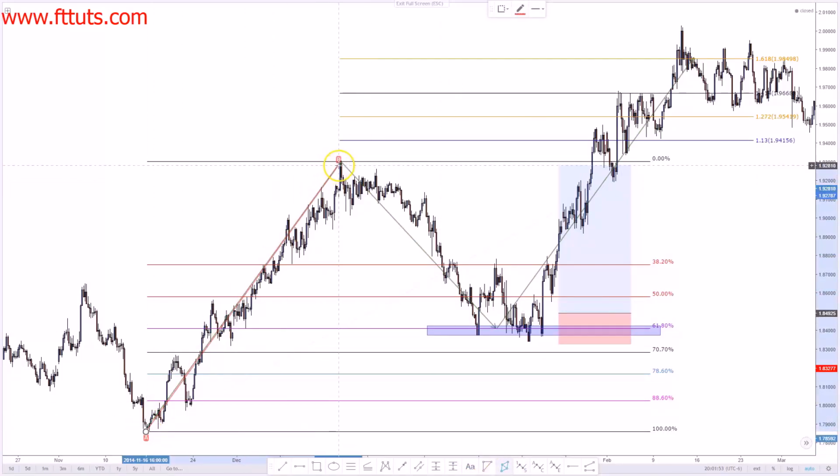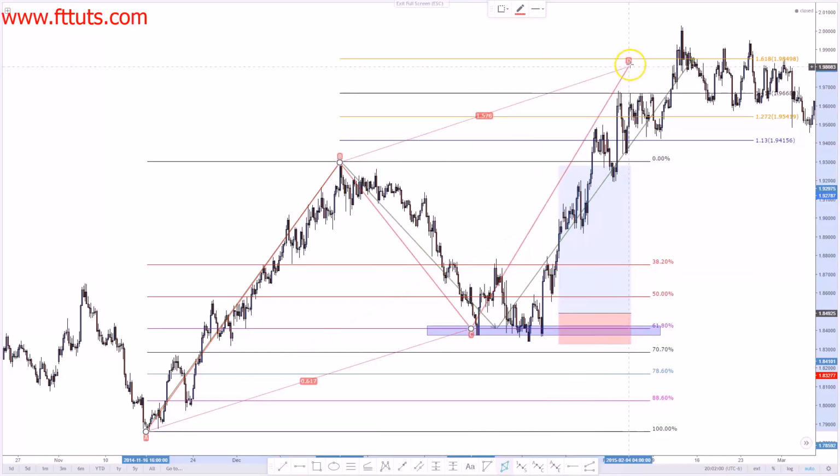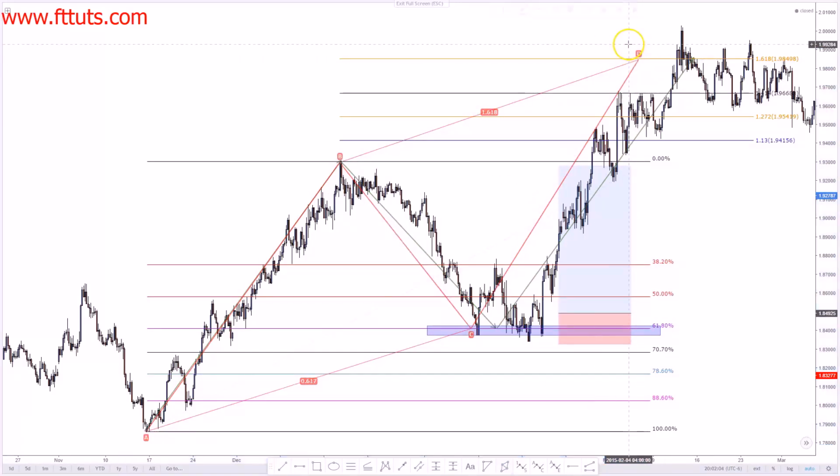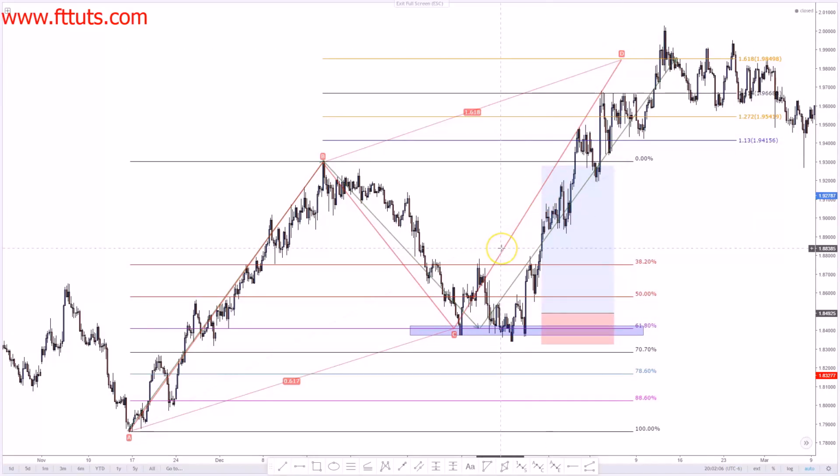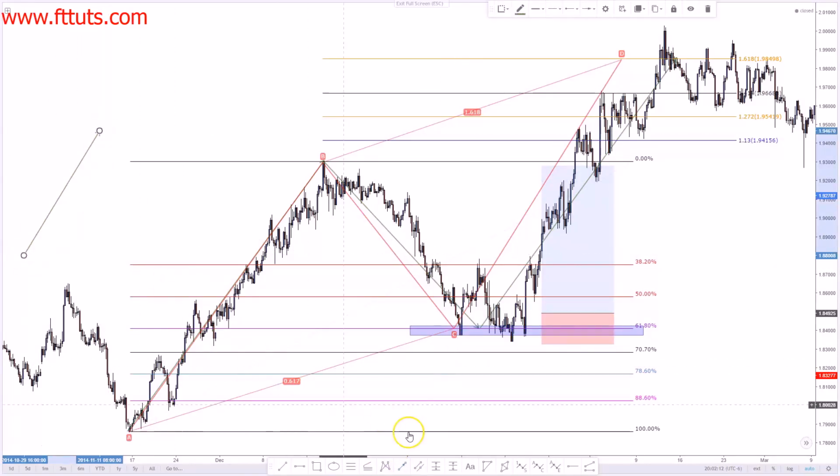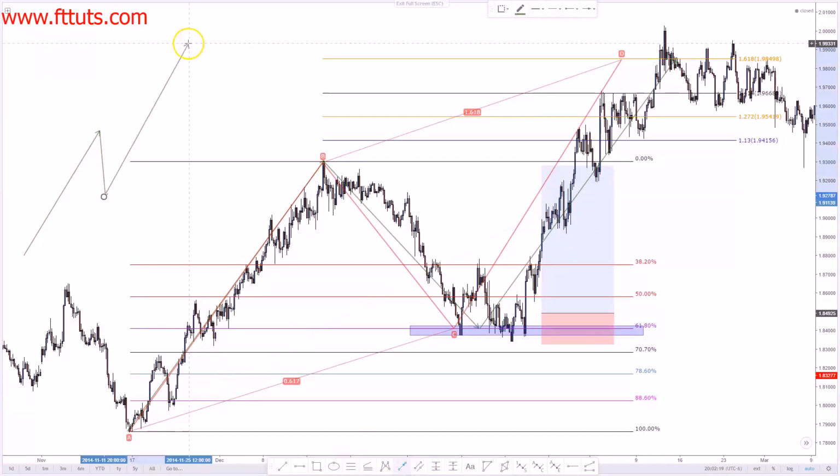A, impulse leg. B, retracement. C, D point is the full one-to-one move. 1618. All right. A, B, C, D. It's like a lightning bolt pattern, right? I'll draw it out right here. 1, 2, boom, like that. Okay, that's how it looks like, guys.